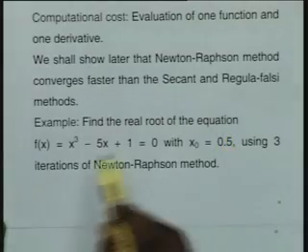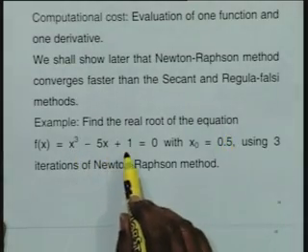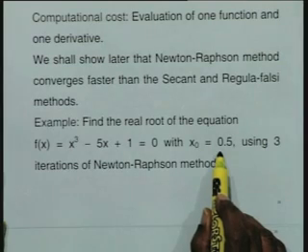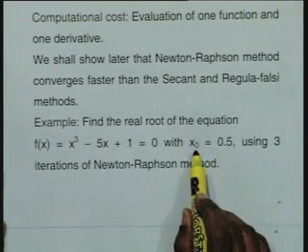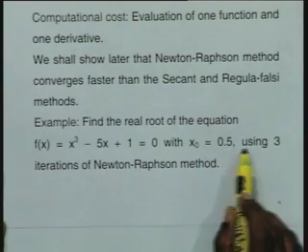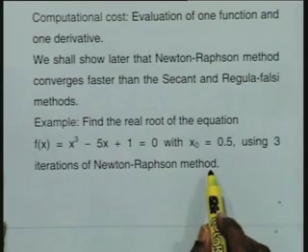So, the total cost that we are computing when you get the final answer would be much less for the Newton-Raphson method than for the secant or the regular falsi methods. Now, let us repeat the example that we have just done. Find the real root of the equation x cubed minus 5x plus 1 is 0, the same example, but I am starting with an initial approximation of 0.5, using 3 iterations of the Newton-Raphson method.